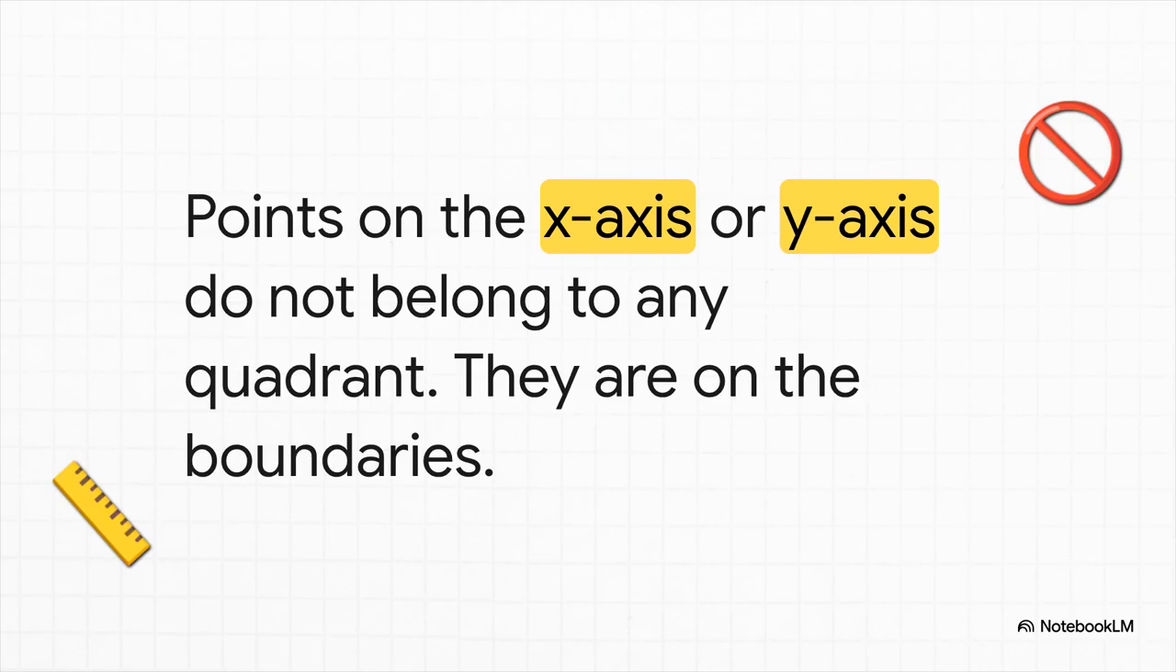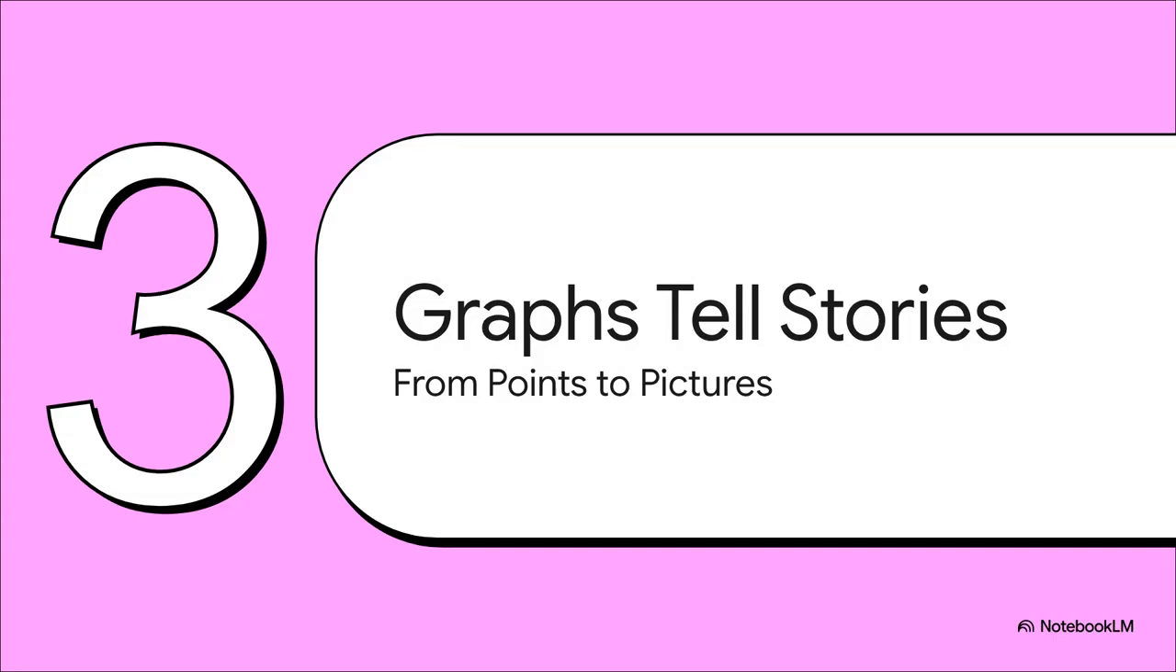What if a point is sitting right on one of the axes? Well, in that case, it doesn't belong to any quadrant. It's kind of like standing on the border between two countries. You're not really in either one. So we've been putting single dots on our map. That's cool. But the real magic, the part where this all comes to life, is when we start connecting those dots.